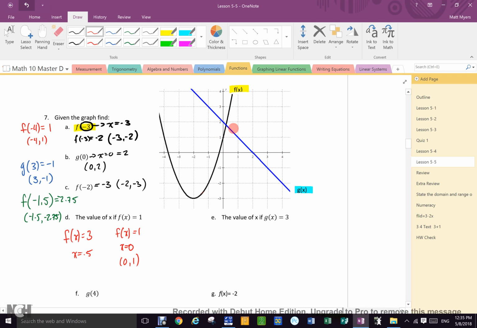Is everybody cool with that being my f of x of 1? Yes. Which means I need everywhere that curve hits 1.